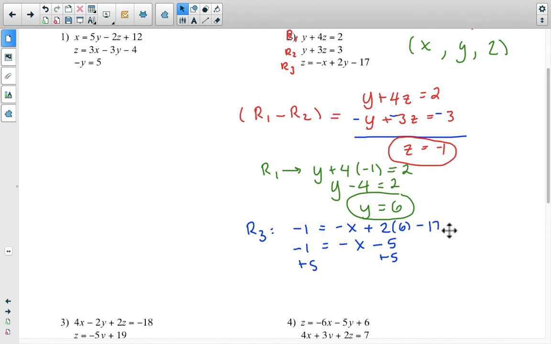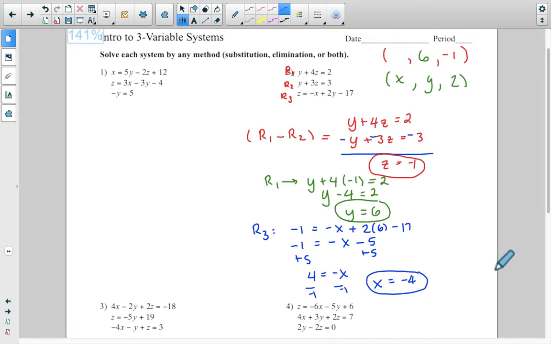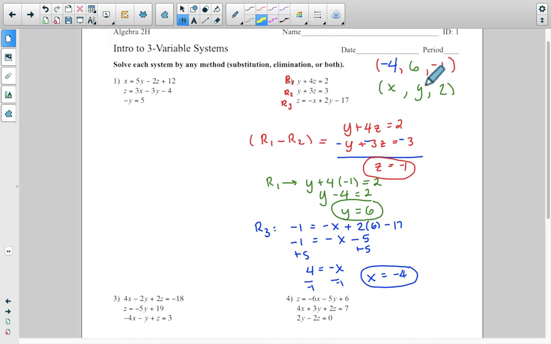All right, so I get 12 minus 17, which is -5. So I need to add that 5 to both sides. So when I add the 5, I get negative 1 plus 5, that's 4. 4 equals negative x. Of course, I have to divide by negative 1 to get x equals negative 4. So I'm going to go back up to the top. I have negative 4. So my answer to this problem is negative 4, 6, negative 1.